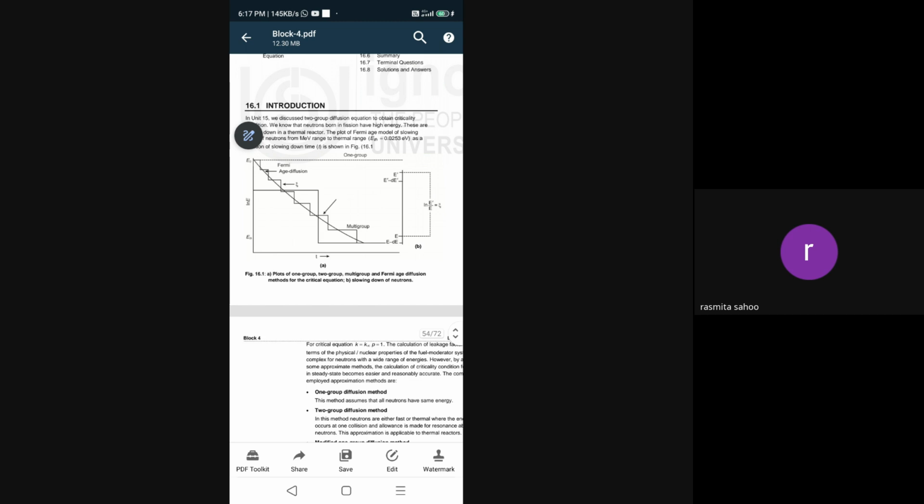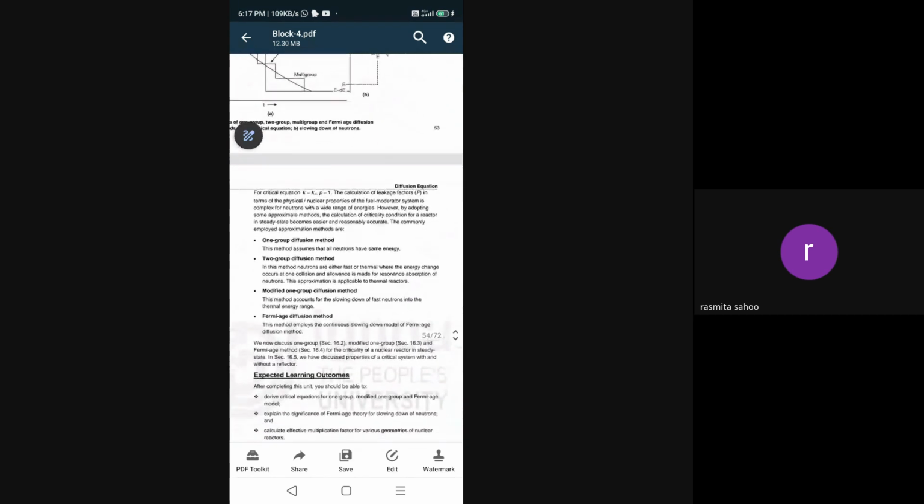On the x-axis you have logarithm E, ln E, and on the y-axis you have ln E or logarithm E, or on the x-axis you have t. So t is the slowing down time, and on the screen you can see the slowing down of neutrons, ln E dash by E. For the critical equation, small k is equal to k infinite p, which is nothing but 1.